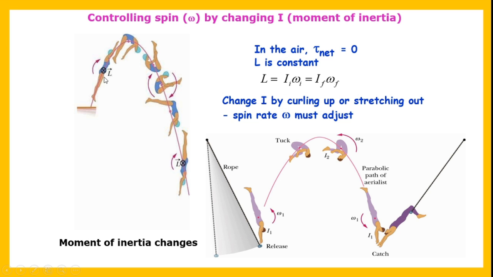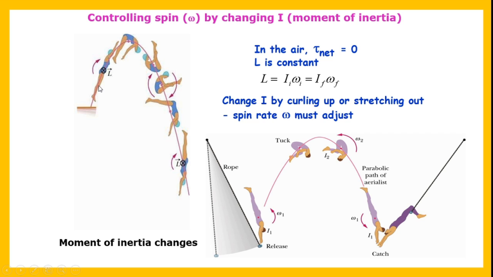Now we have seen in the case of a high diver how the spin is controlled by changing the moment of inertia. While the diver is moving in the air, the net torque tau is equal to 0. That means L is constant. I_i omega_i is equal to I_f omega_f. So by changing I by curling up or stretching out, the spin rate omega must adjust.